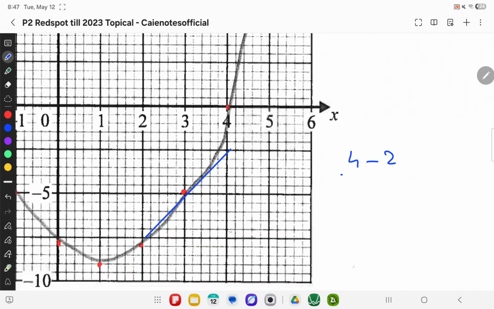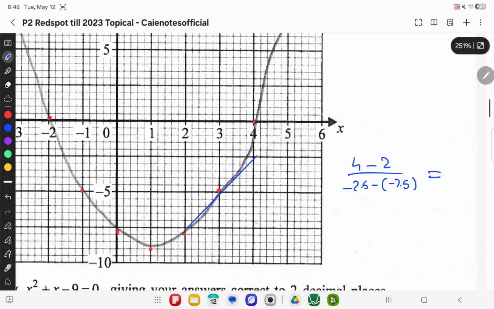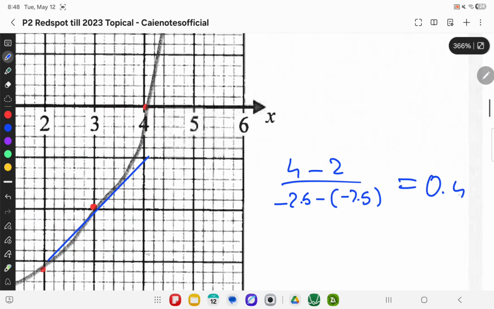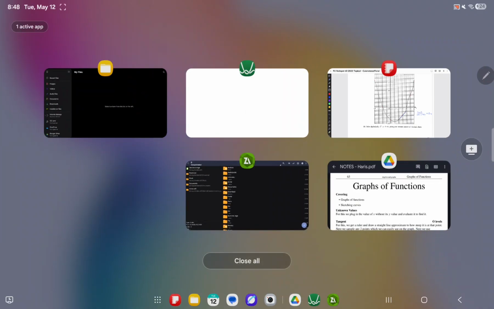4, -2. Trust me, coincidence. I know. 4, -2, and at 4 the point is -2.5, and at 2 it is -7.5. So the top is -2.5 minus -7.5, which is 5, over 2. This gives us 2 over 5, or 0.4, and that is our answer. Very simple. Let's draw a tangent with your ruler and solve it.